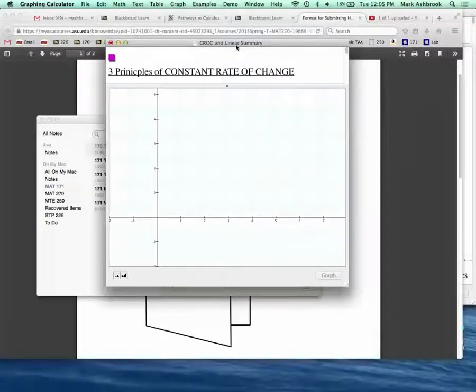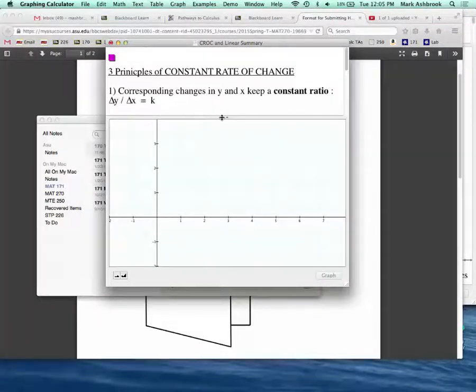Three principles of constant rate of change. So this was the last question on your quiz, and my grader said that this was the part we had the most difficulty with. So we built up the three principles of constant rate of change, three mathematical things we said are equivalent to constant rate of change. And the first one was constant ratio, right?